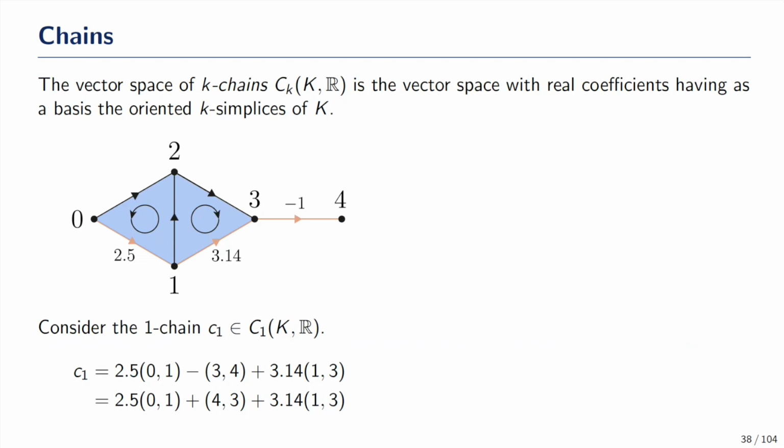So here's just an example of a 1 chain. You see these edges that have been highlighted here, and we just took a linear combination of them. So we have 2.5 times this simplex 0, 1, minus 1 times 3, 4, plus 3.14 times 1, 3. So very simple. You just linearly combine, and you could think of this as taking a real number of copies of that simplex and adding them together. We also have the convention that minus 3, 4 is the same as 4, 3, right? Because minus 3, 4 is kind of moving in the reverse direction, so you have 4, 3. So there's just some algebra we can do.